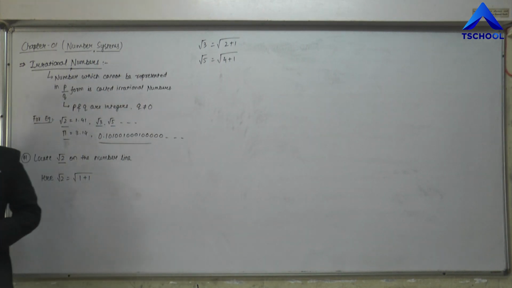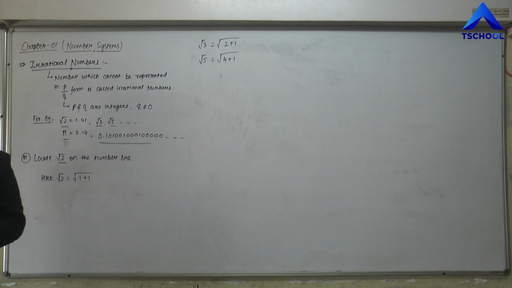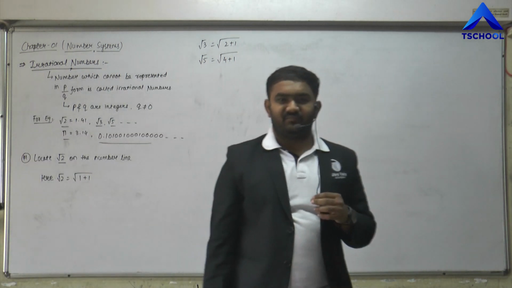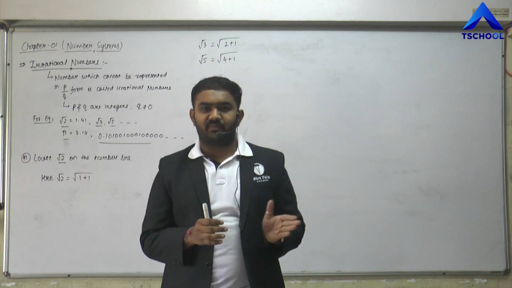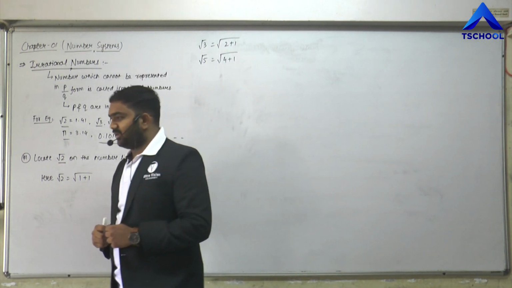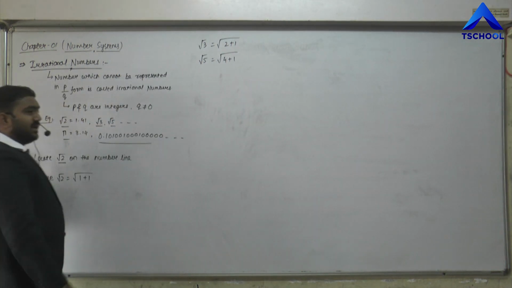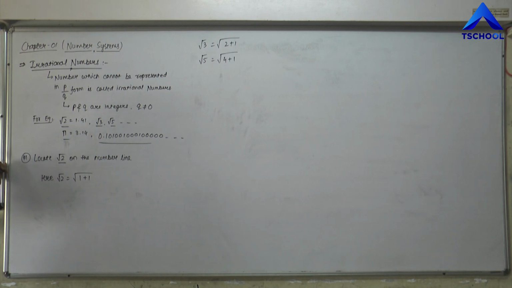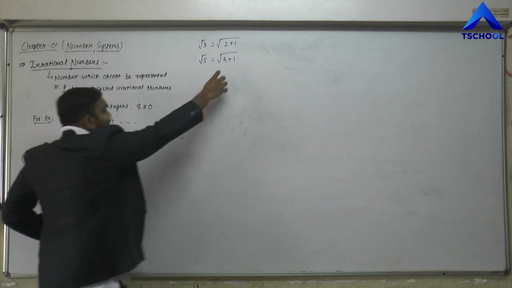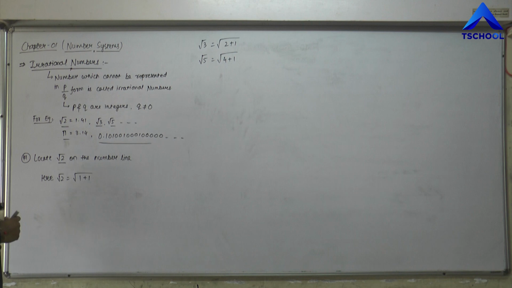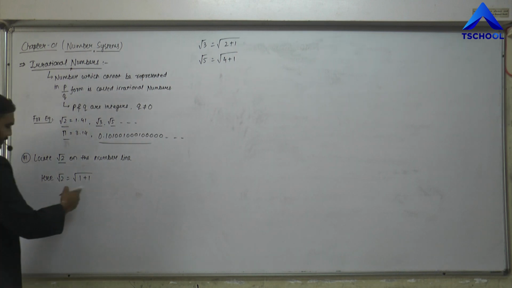That means whenever any irrational number is asked to be located on the number line, we shall always write it in the plus 1 format. This 1 here will always be taken on the vertical axis, and the first number will be taken on the horizontal axis, right? So clearly, root 2 is 1 plus 1.